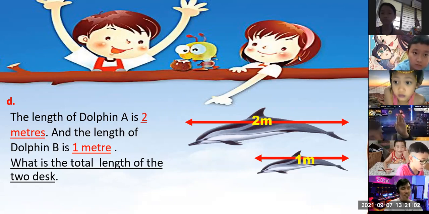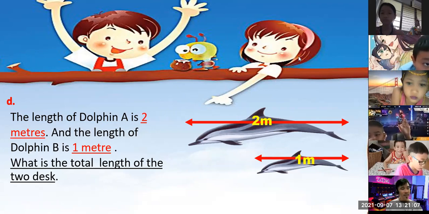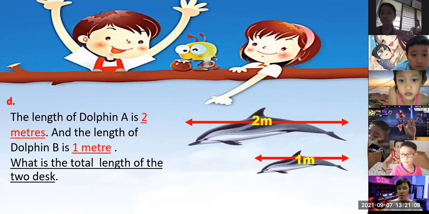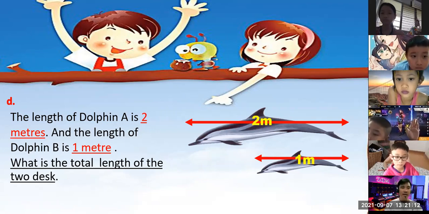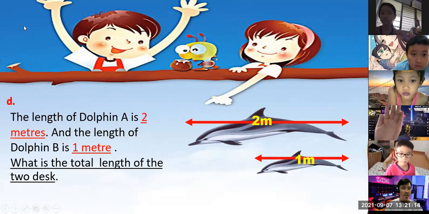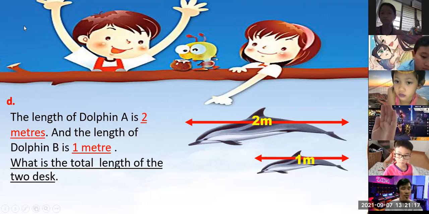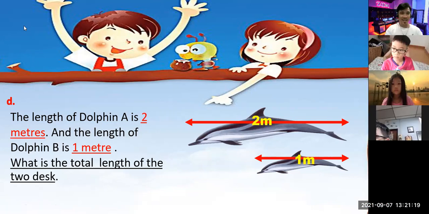What is the difference in their length? When you say difference here, we need to use, now here, let's answer. Thank you, Japan. The length of dolphin A is 2 meters, and the length of dolphin B is 1 meter. Oh, why does it say desk? It must be dolphin. I forgot to change this one. Okay, thank you.